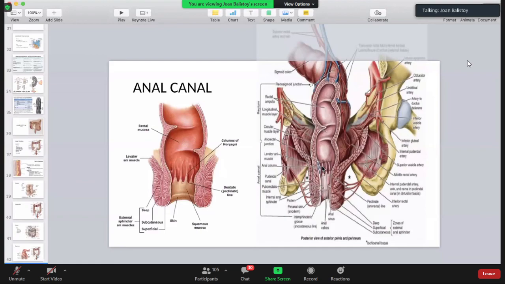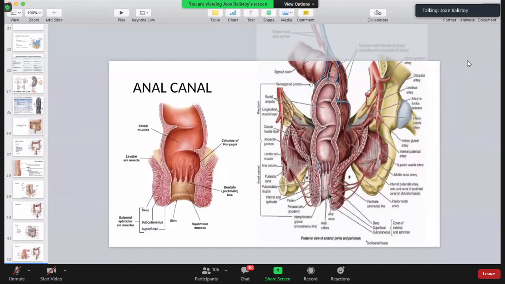Okay. Then you have the pectinate or dentate line. The pectinate or dentate line divides the upper 2/3 and the lower third of the anal canal. And then you have the anal sinus. The anal sinus is superior to the valves. When compressed by feces, the anal sinus will exude mucus, which aids in the evacuation of your feces.